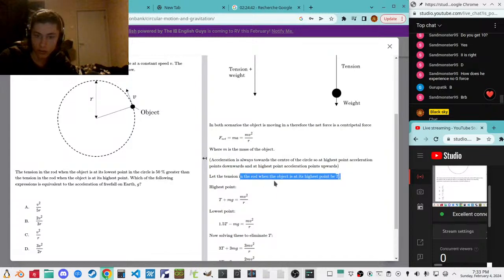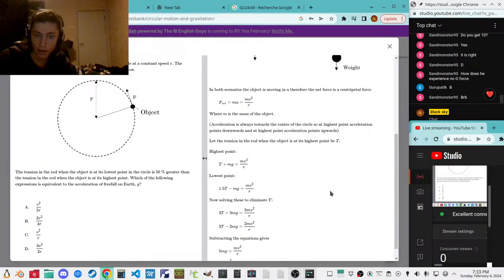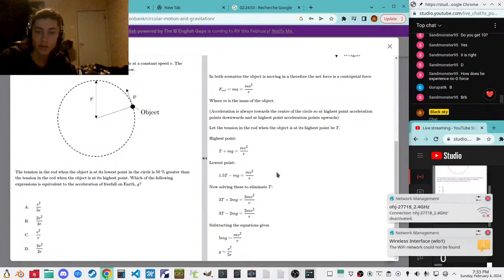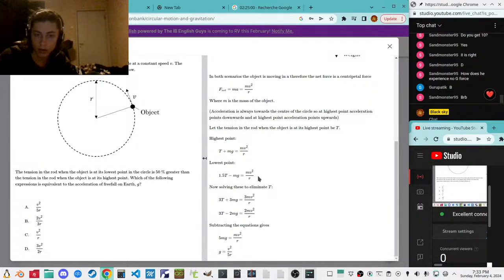The tension in the rod when the object is at its highest point, T plus mg. Oh, I forgot to bring 1.5 T. Oh yeah, I forgot to do that.